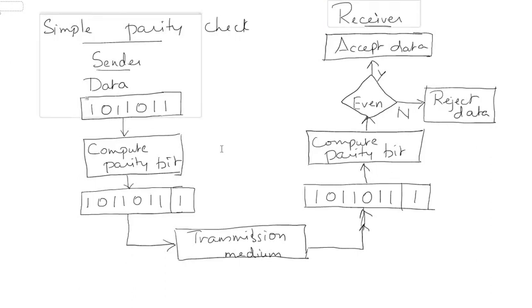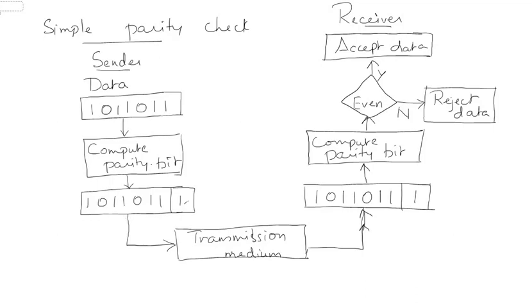We'll see once again. This is the sender. At the sender, the data is 1, 0, 1, 1, 0, 1, 1. The sender also computes the parity bit according to even parity. We can also use odd parity, but I am using even parity here. If you count the number of ones, we have 1, 2, 3, 4 and 5. So 5 is an odd number. We need to add an extra 1 here, which is the redundant bit. If the extra 1 is added, then the number of ones will be 6, which is an even number.